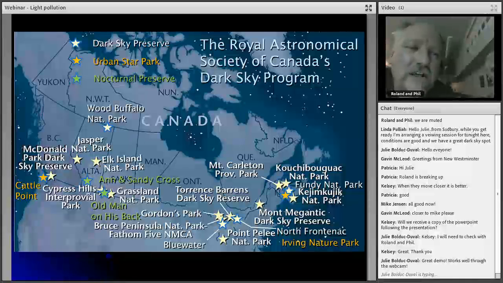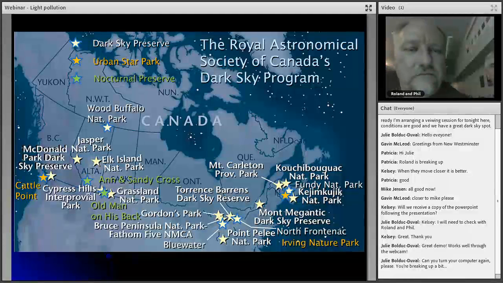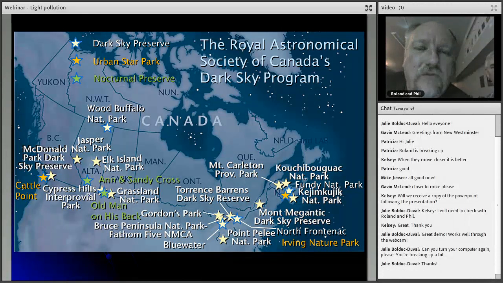Canadians have embraced the preservation of the natural night from coast to coast, and so we are looking favorably at maybe being able to protect quite a lot of our night sky.